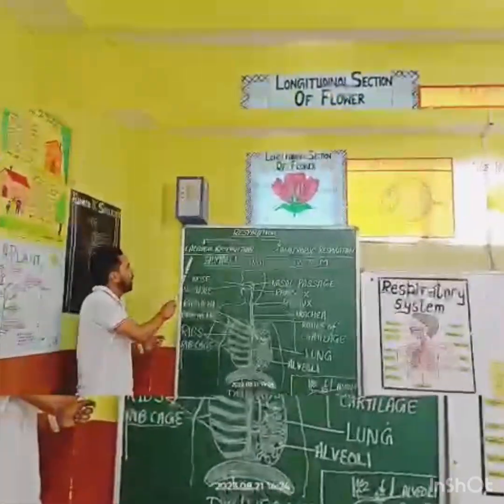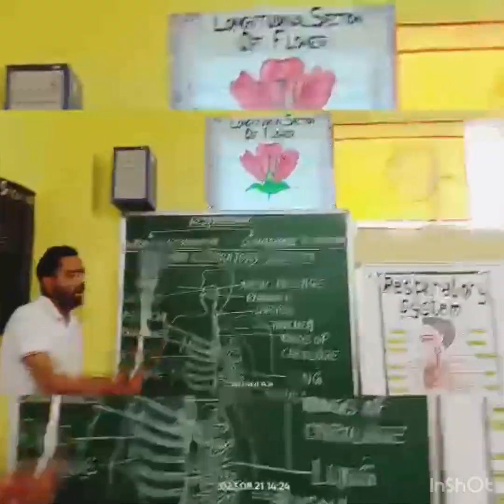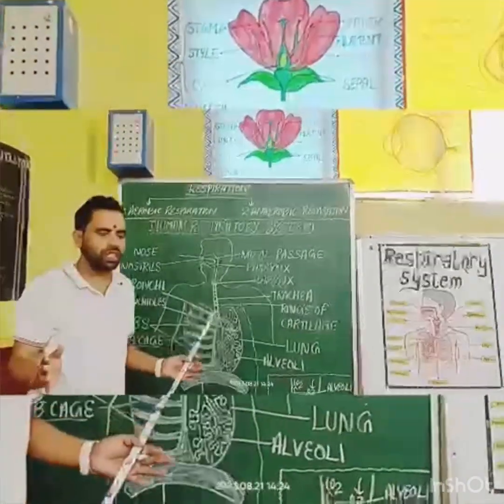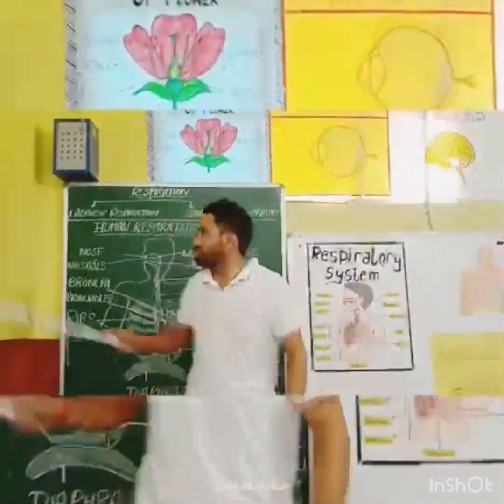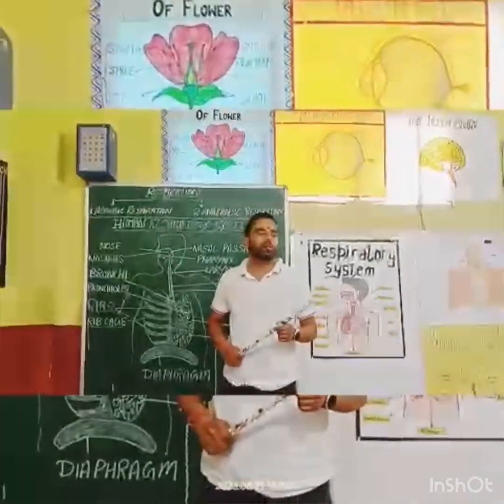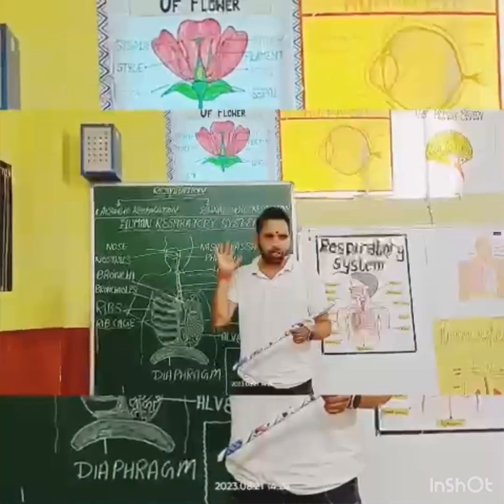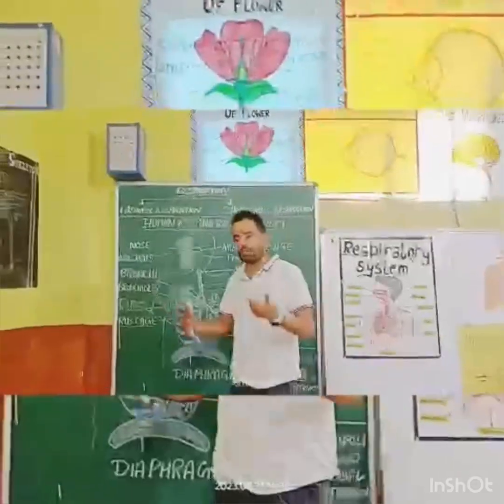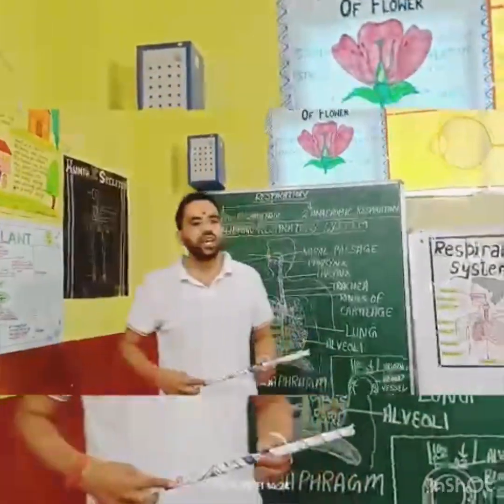Okay, respiration is of two types. First one is aerobic respiration, second one is anaerobic respiration. We have already discussed aerobic respiration. In this respiration, the breakdown of food takes place in the presence of oxygen. This type of respiration takes place in human beings, animals and in birds.